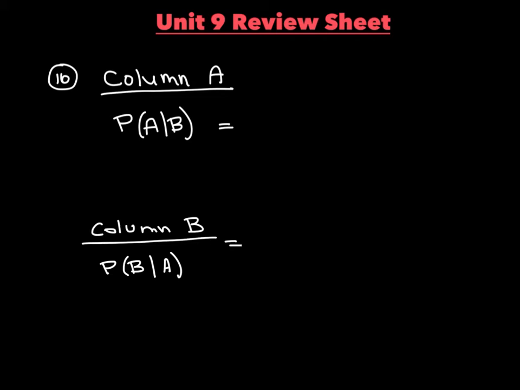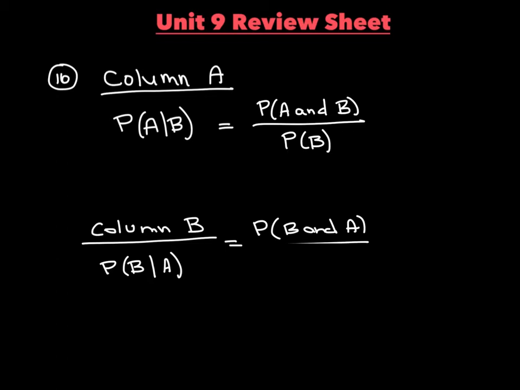Number 16 just wants us to compare the quantity in column A with the quantity in column B. So we know in column A, the probability of A given B just means the probability of both events, so the probability of A and B, divided by the probability of what you're given, so divided by the probability of B.